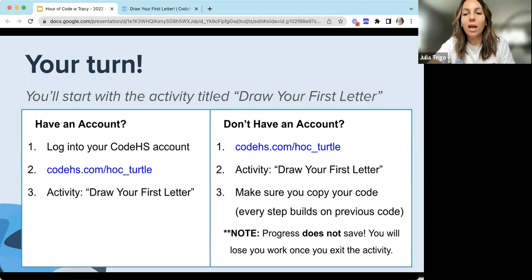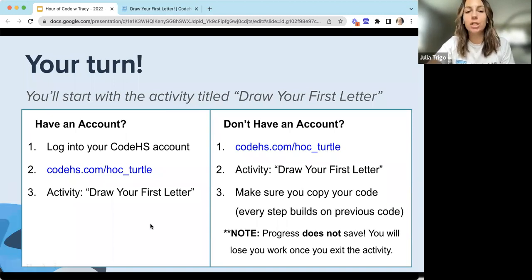If you don't have an account, that is totally fine. You can go right to this activity and draw your letter, but just make sure if you wrote some code and you want to use it again, you copy and paste it before you move on, because once you go back, it won't save. So that's an important note.